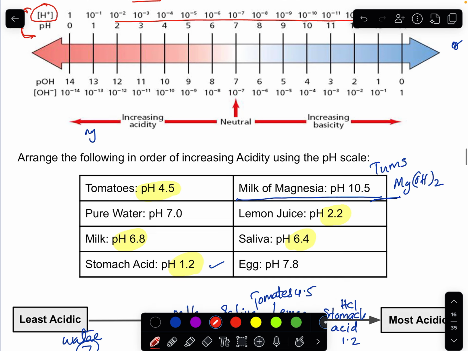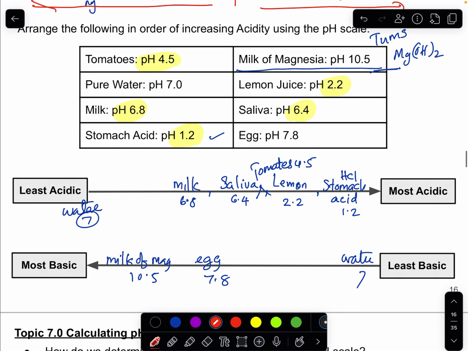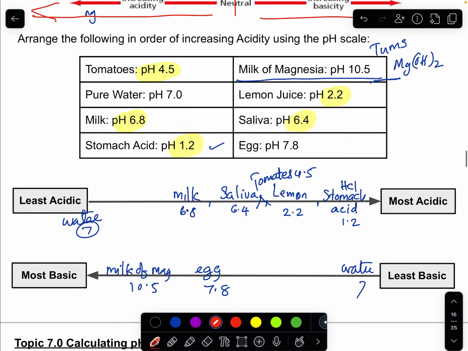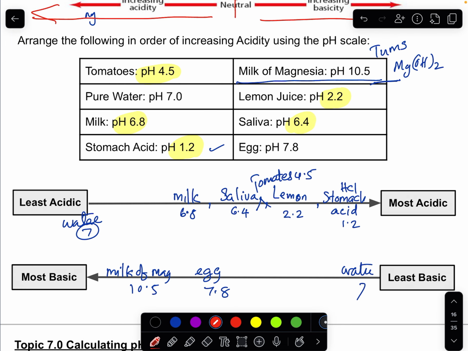Okay, so here we already said, this is neutral and below 7 is acidic and above 7 is basic. So this one we already did. Look at that. There is a list of some compounds given. The milk of magnesia is like a kind of Tums tablet. We drink that for stomach upset. It's like a liquid form of magnesium hydroxide.